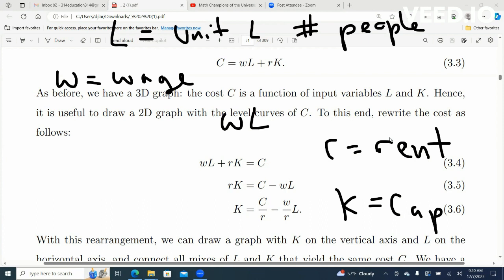So what would RK be? If K is the amount of capital and R is the money spent per unit of capital, then that's going to be the amount of money spent on capital. So the cost is just WL plus RK. That's going to be the total cost for a simplified company here.